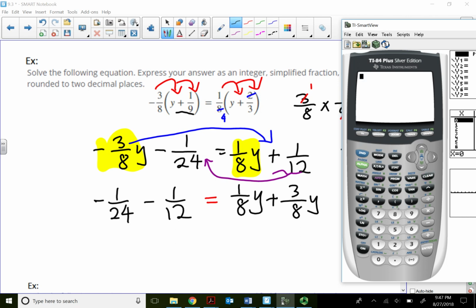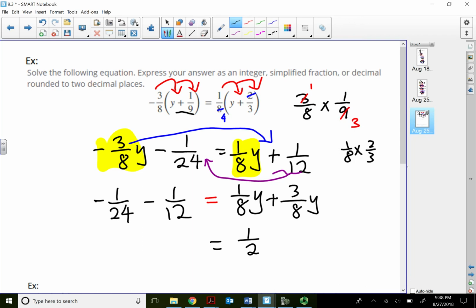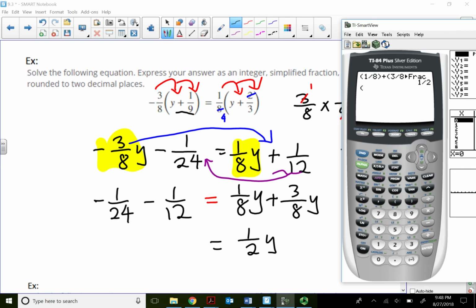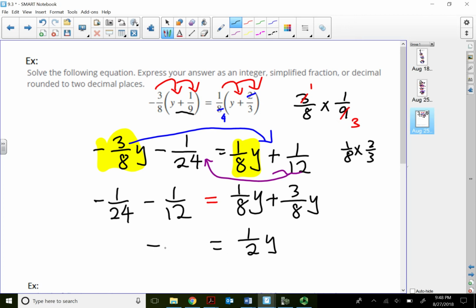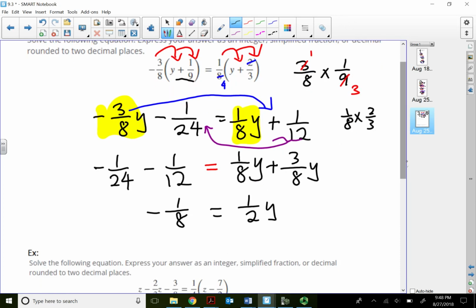All right, so let's check it out. Parenthesis 1 over 8 plus parenthesis 3 over 8. All right, let's convert to a fraction. That's 1 over 2y, or half y. All right, this side, let's combine like terms. Parenthesis negative 1 over 24 minus parenthesis 1 over 12. So convert to a fraction. That's about negative 1/8. So just by looking at this right now, the last step is to divide by the coefficient, which is a half, on both sides.